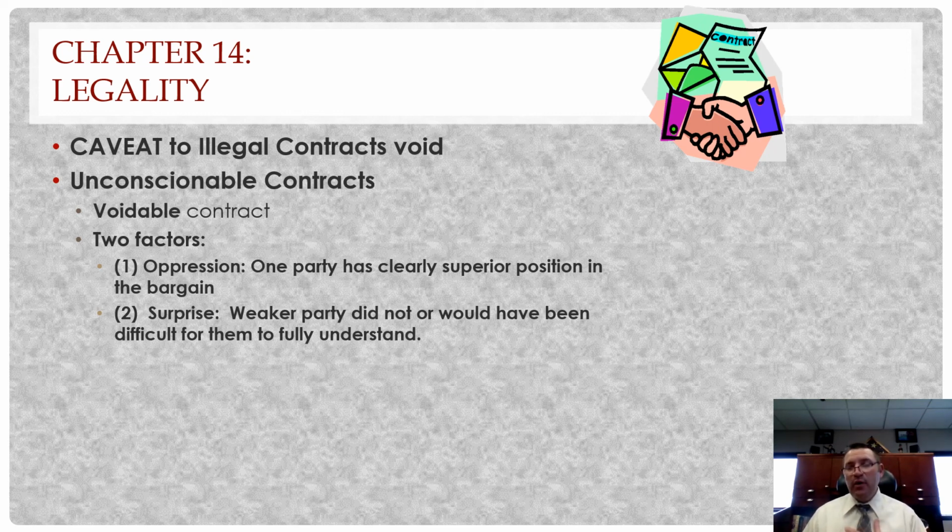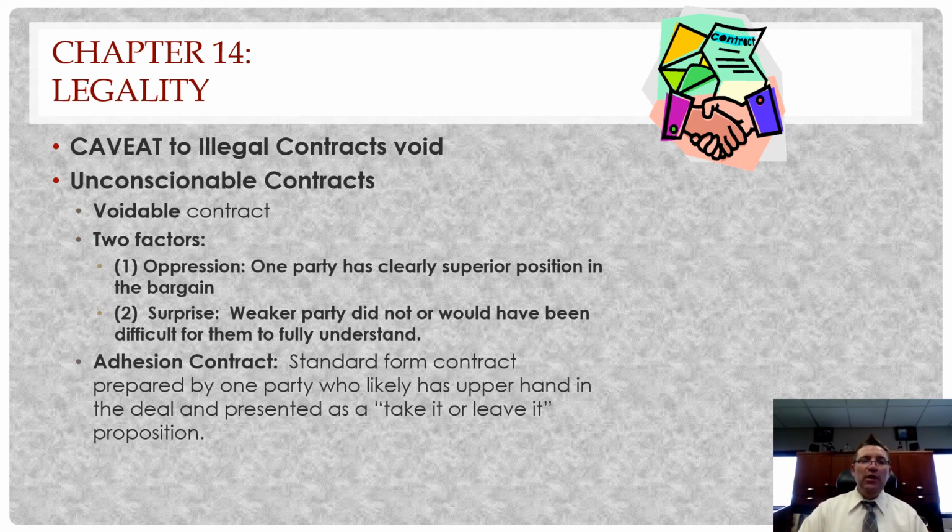I can determine if I want to go forward on it or not. I can make it voidable. Okay. There's what's called an adhesion contract. It's a standard form contract prepared by one party who likely has an upper hand in the deal and presented as a take it or leave it proposition. Sort of that Hobbesian choice.